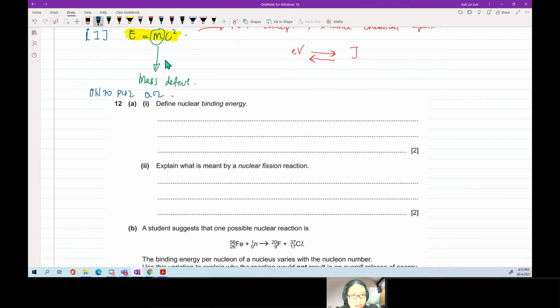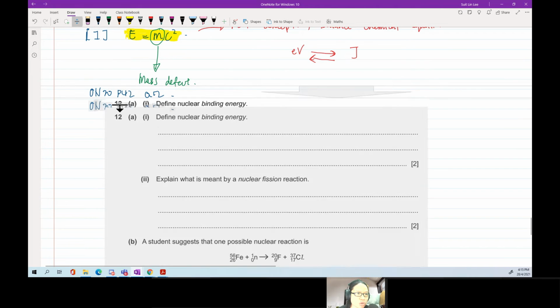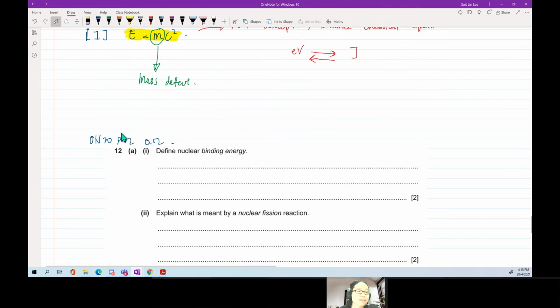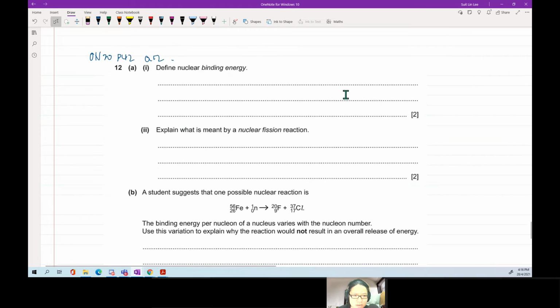All right. So here, the things that you need to define besides a mass defect, I will list down the definitions you need to know. As an exercise, you should go and find them in your notes. Then you write them down again in the list. It helps you memorize also. Binding energy, mass defect. I think that's it. So define nuclear binding energy, 2 marks, and then explain what is meant by a fission reaction.